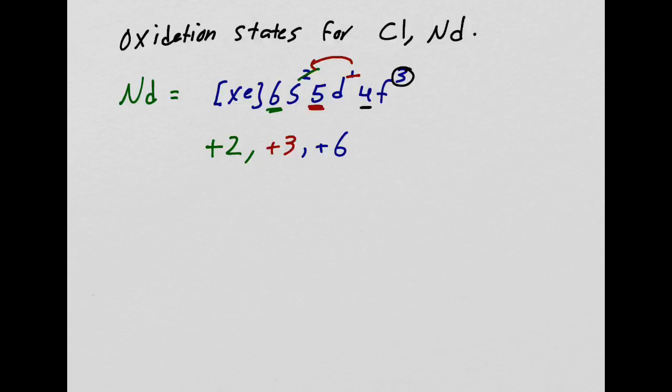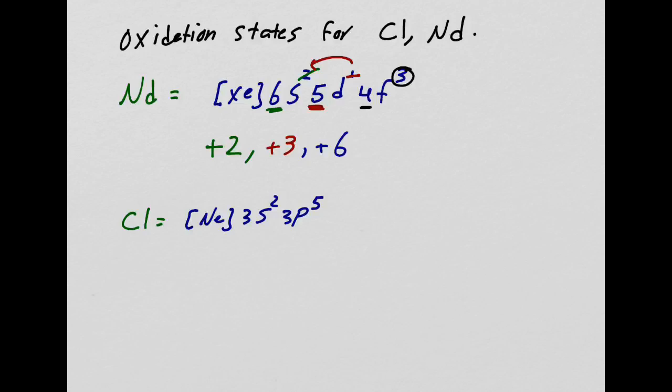Okay, let's do one for Cl now. The same thing. Write down the abbreviated electron configuration, which would be neon 3s2 3p5. What is my highest n?